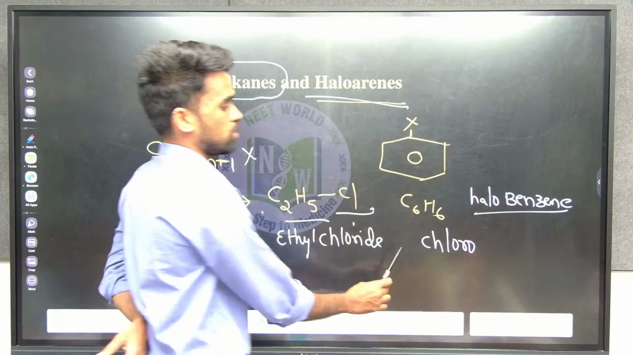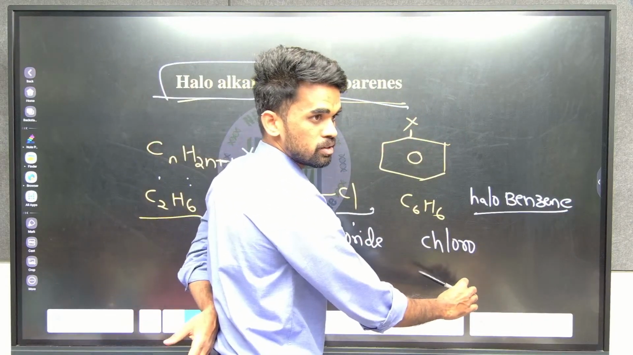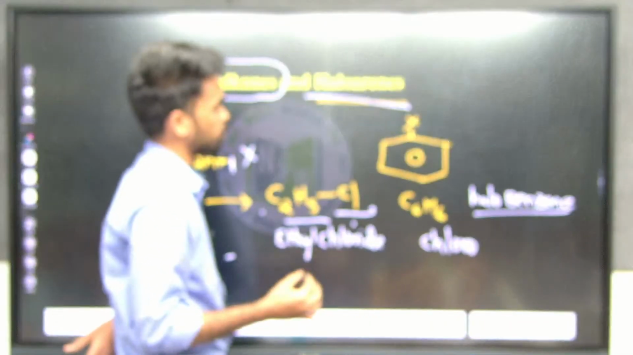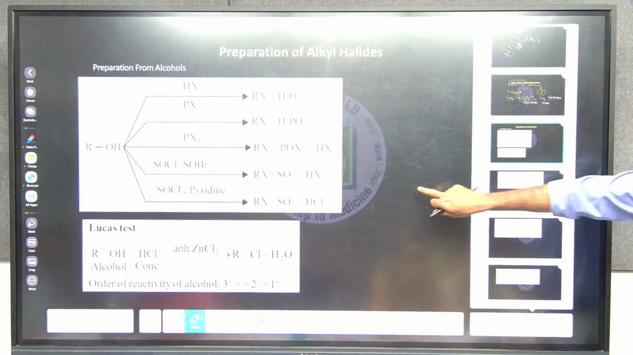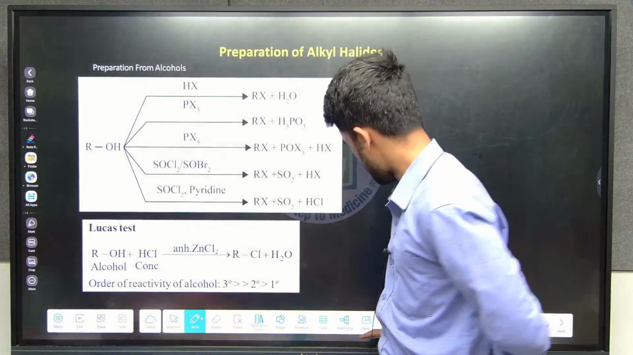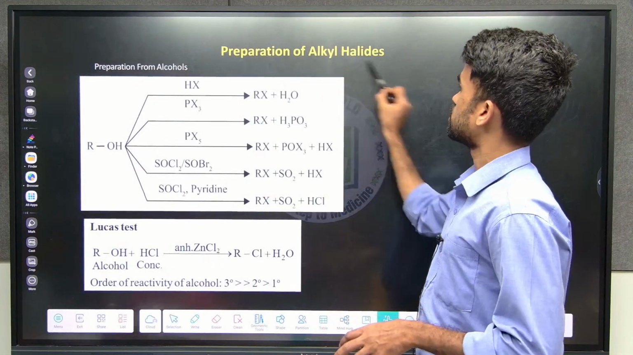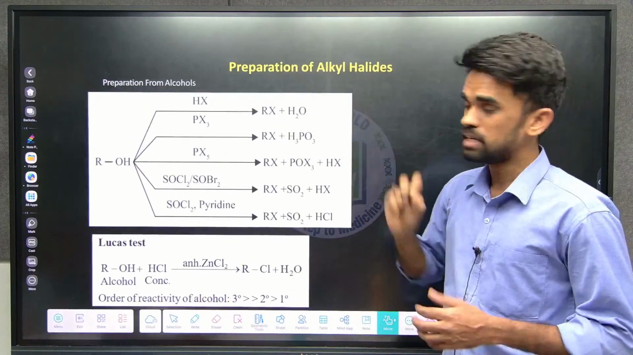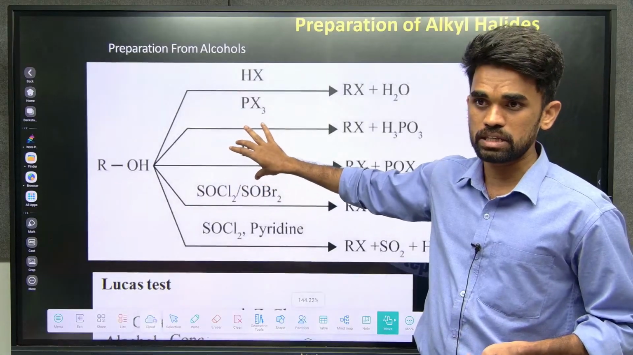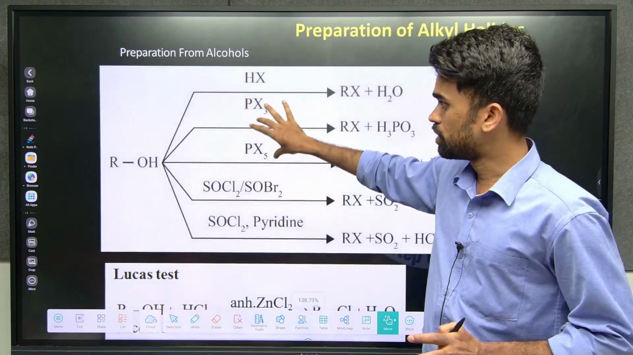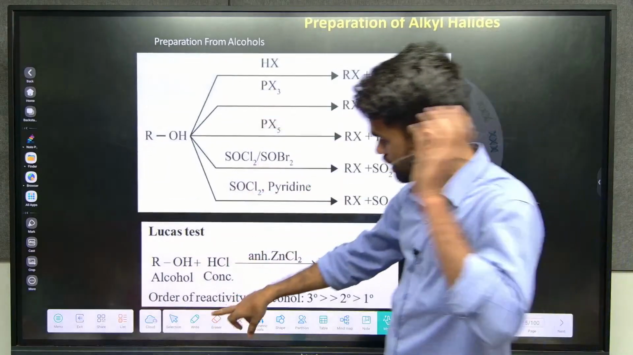So like this, chlorobenzene, bromobenzene, fluorobenzene, like that we should call. Okay, done. Up to here it is done. Next, let us enter the reactions. Preparation methods now. How can we prepare alkyl halides? Try to summarize the reactions like this only in your notes. If you want to take time, you can write later.